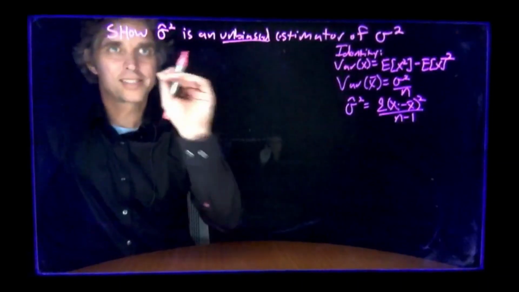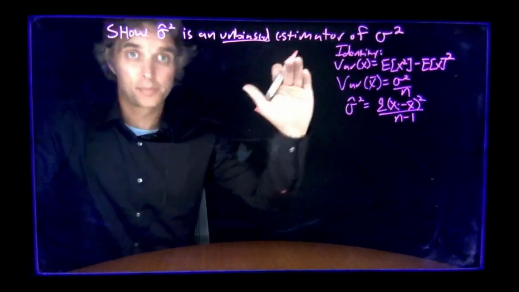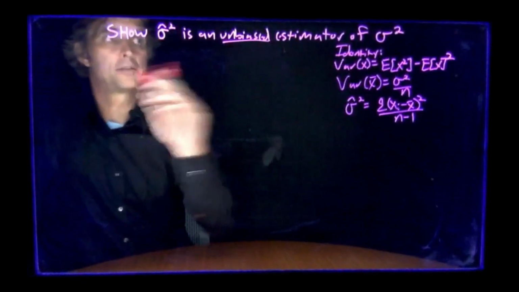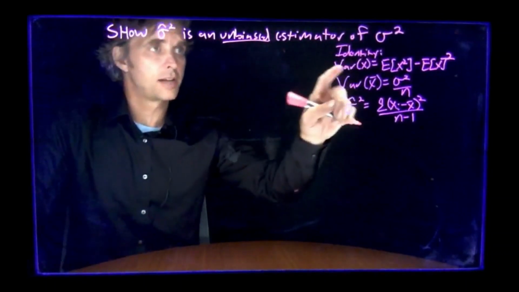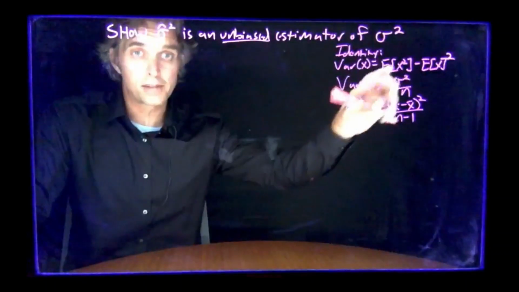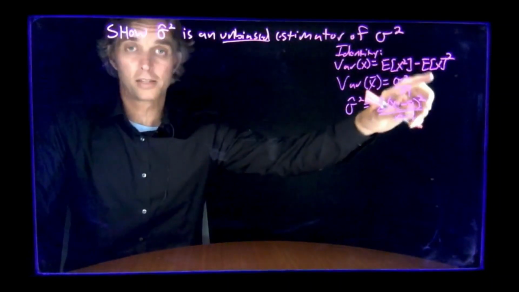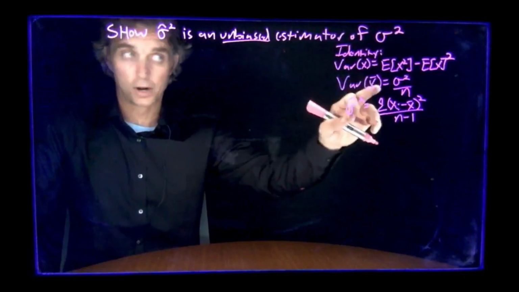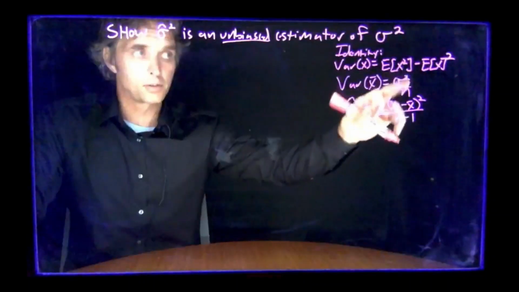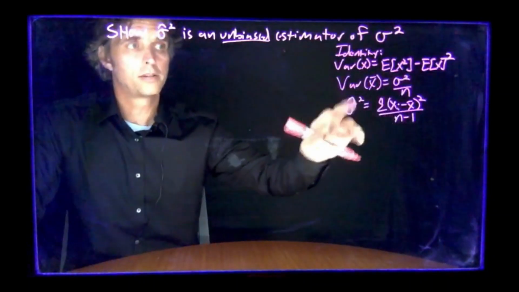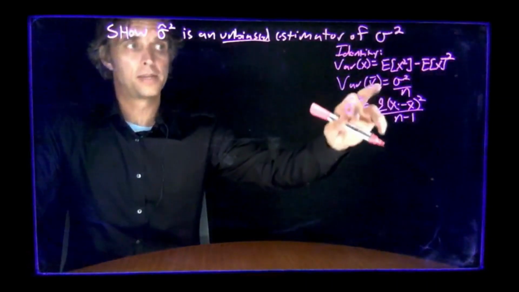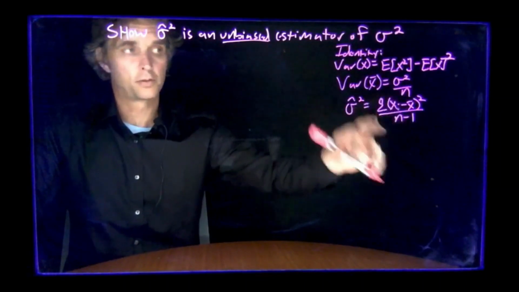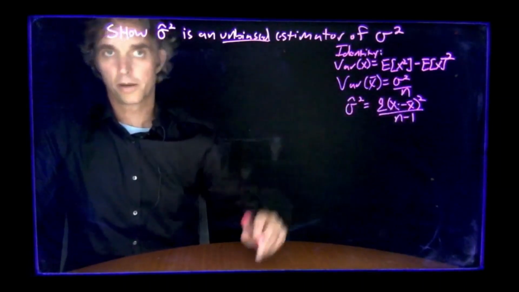Okay, let's show that sigma hat squared is an unbiased estimator of sigma squared. In order to do that, we're going to first need some identities. So let's check those out. The variance of x is equal to the expected value of x squared minus the expected value of x, squared. And we'll recall that the variance of x bar is equal to sigma squared divided by n. And sigma hat squared is defined to be the sum of xi minus x bar squared divided by n minus 1. That, of course, is a function of the data, and that's why it is an estimator.